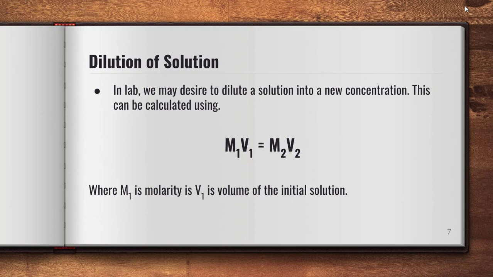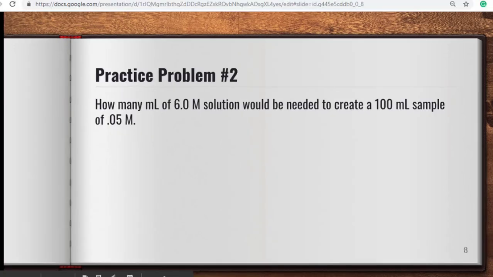It's pretty straightforward. Let's take a look at a practice problem. This question reads, how many milliliters of a 6 molar solution would be needed to create a 100 ml sample of 0.05 molarity? Now again, lots of different ways we can give these types of problems, but I'm just going to give you an easy one to start off with. So what we want to know is how many milliliters, so we're looking for a volume, of this much of a solution, that's a molarity.